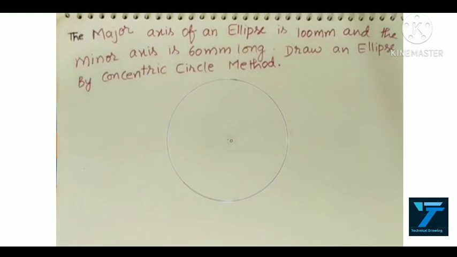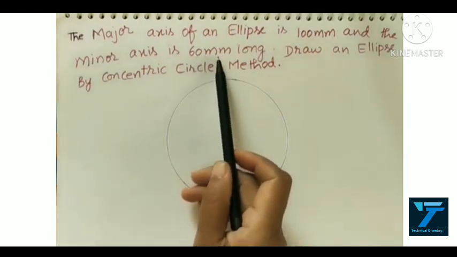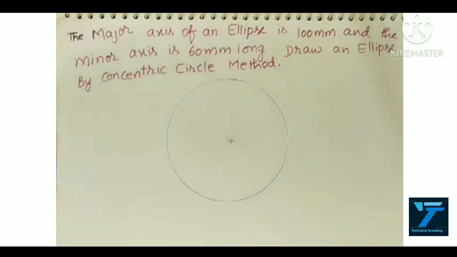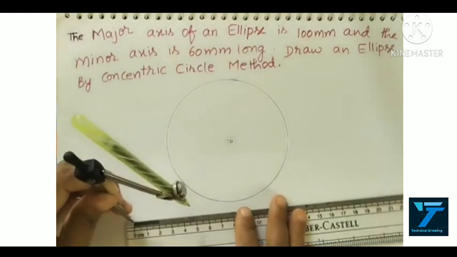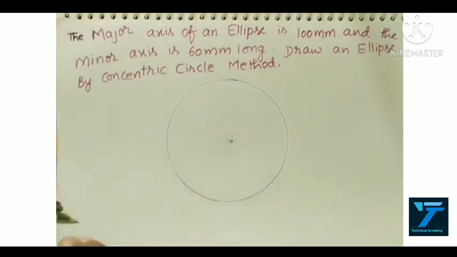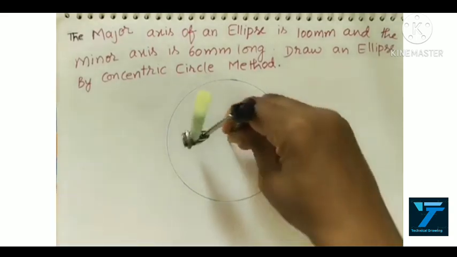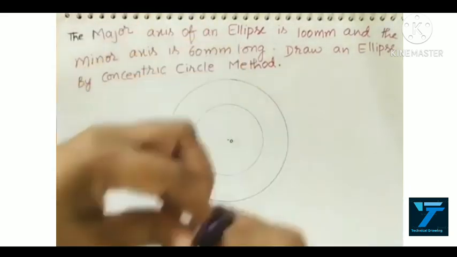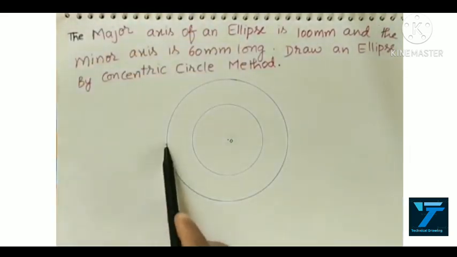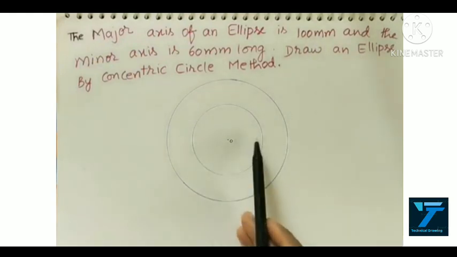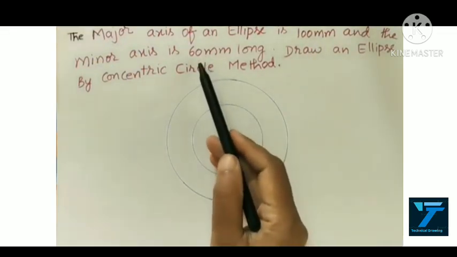And then draw another circle with 6 centimeter diameter. So the radius is 3 centimeter. By using the compass, take 3 centimeter as the radius, take O as center, and draw one more circle. Here the bigger circle diameter is the major axis length, and the smaller circle diameter is the minor axis length.